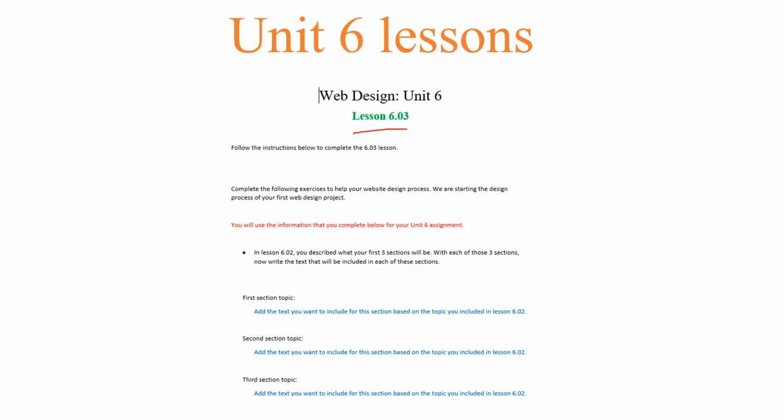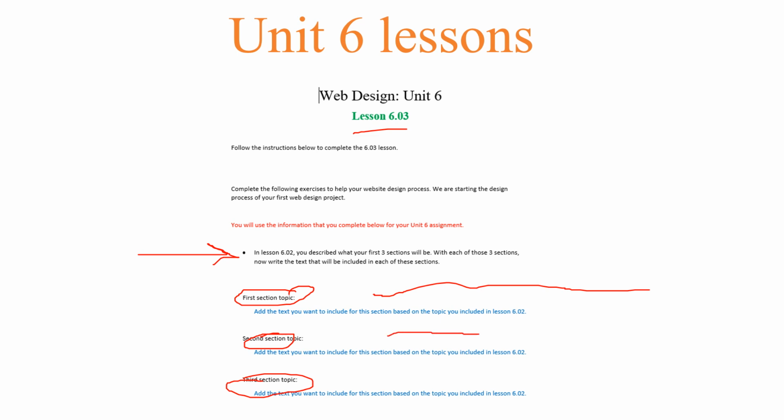6.3 is going to continue what we just did. As the bullet point says, in 6.2 we described what our first 3 sections will be on our website. So we have our 3 topics, right? Now we want to write our paragraph, our bullet points, whatever content we're going to add to our website. Write a paragraph, write your bullet points, whatever you're going to include in those subsections.